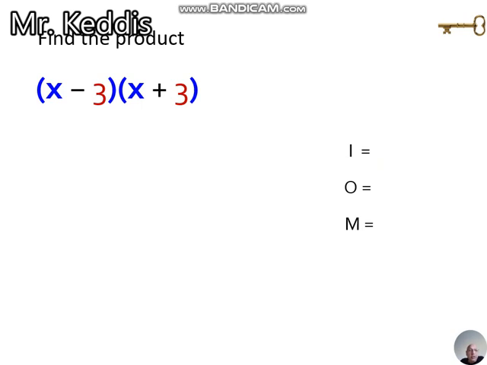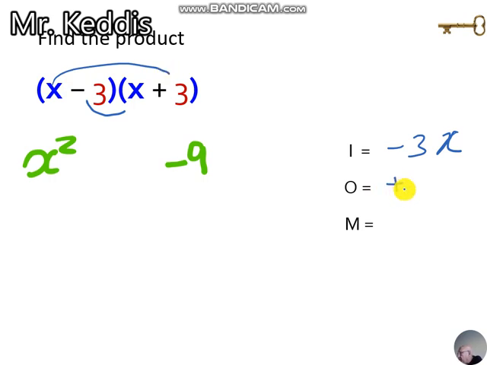To multiply these two binomials, x times x, I get x squared. Last times last, negative 3 times positive 3, you get negative 9. To find the middle term, you have to find the inner product. The inner product gives you negative 3x. You have to find the outer product, which is positive 3x. If you combine them, because they have different signs, I subtract. And 3 minus 3, you get 0. Meaning nothing in the middle term here.